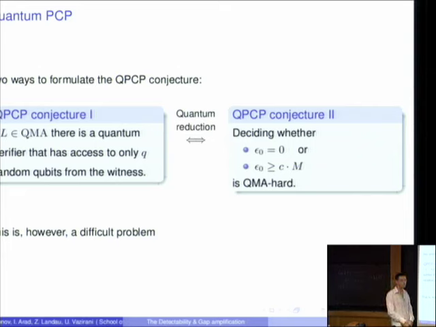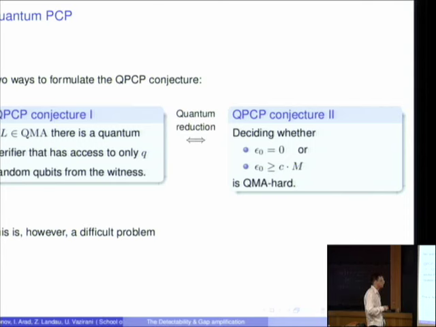You don't need to have anything like the analog of the random strings. The analog of what? Of the random strings. What is the random string? Well, in PCP you have randomness. In the quantum world, you can use the quantum. No. You mean here, in this formulation here?